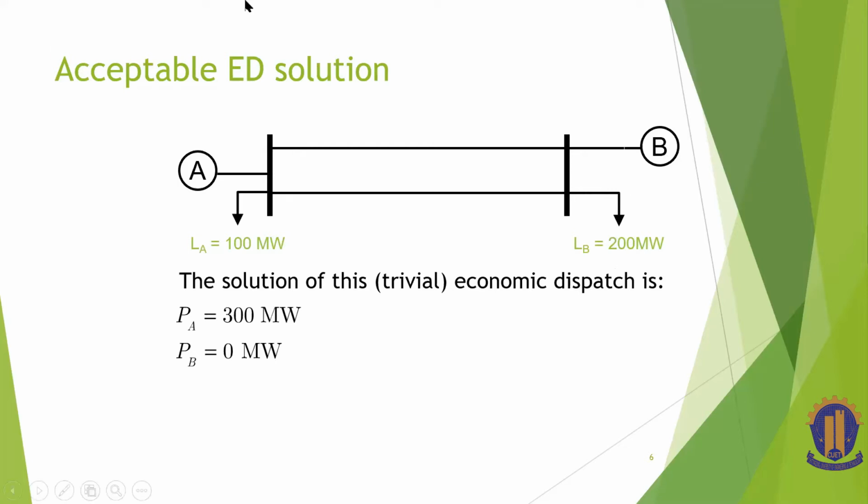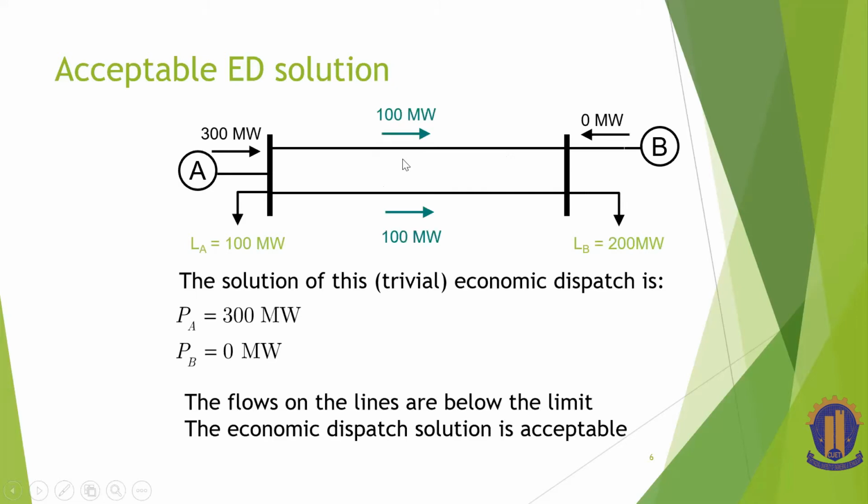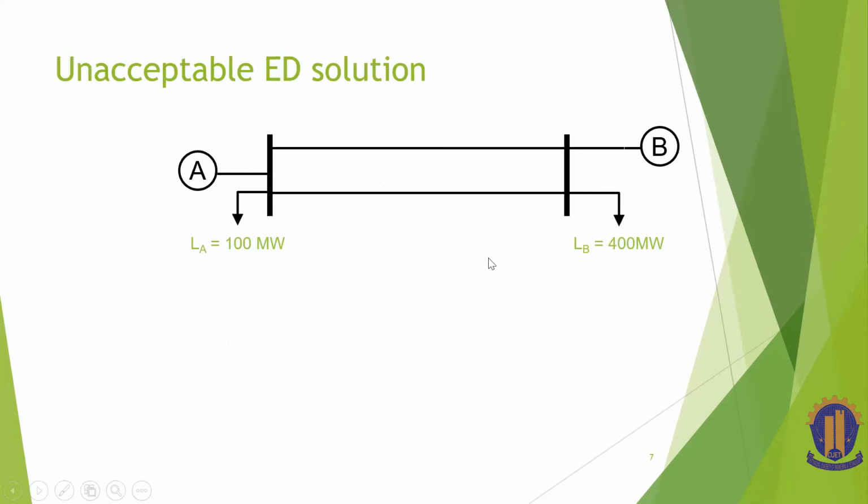The solution of this trivial economic dispatch is that PA is going to produce 300 megawatt, and PB is not producing anything. So after serving the local 100 megawatt, the remaining 200 megawatt will be supplied to load B. And as we said, its maximum limit is 100 megawatt, so it can easily flow through the transmission line. Okay, the flows on the lines are below the limit. The economic dispatch solution in this particular case is acceptable.